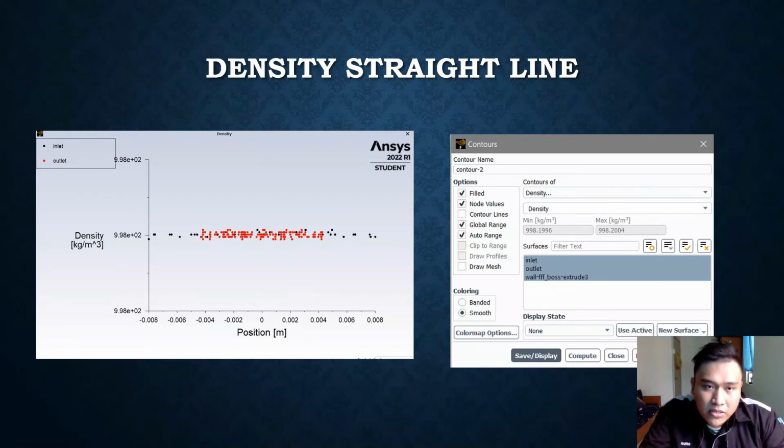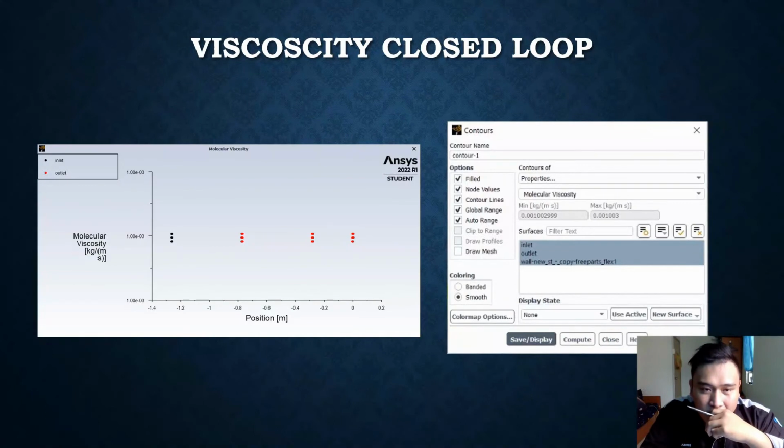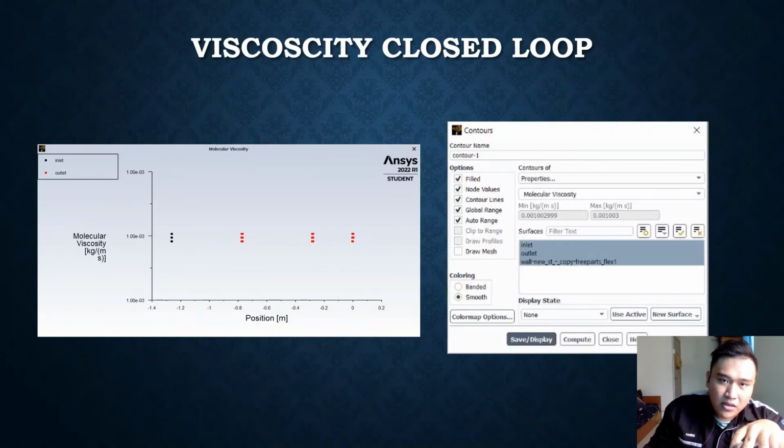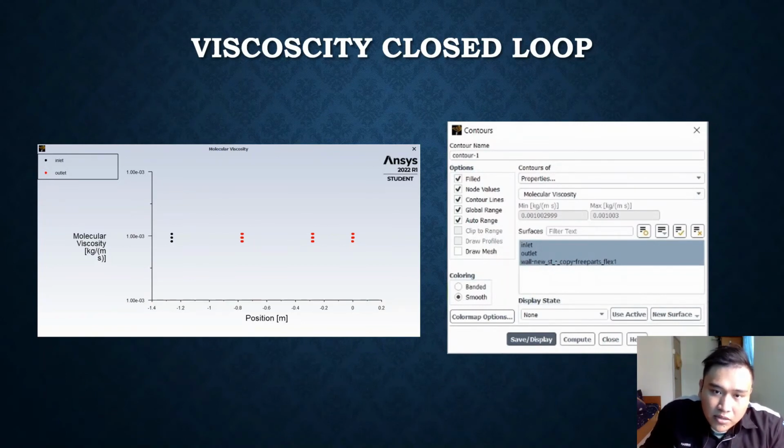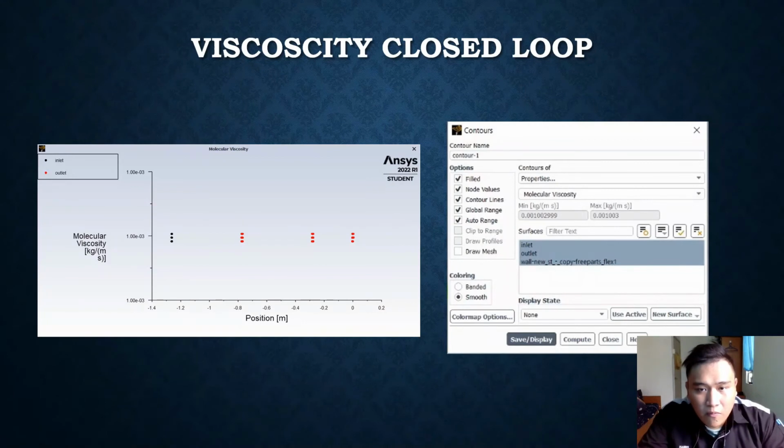And we proceed to the viscosity of the water. From this data, as you can see, for the molecular viscosity, the maximum is 0.00103, while the minimum is 0.001000299. This means the molecular viscosity is very, very small. Thus the water is not thick.